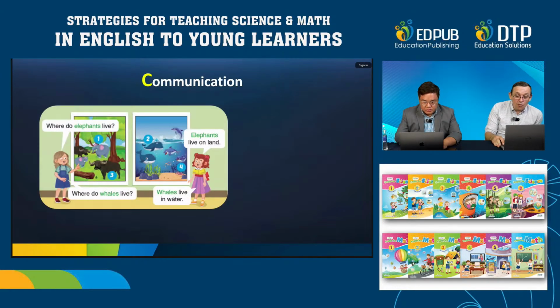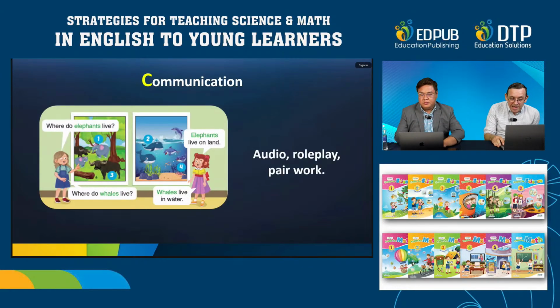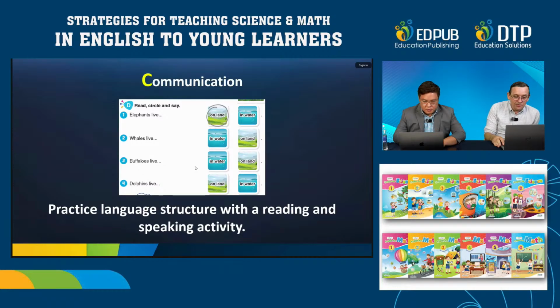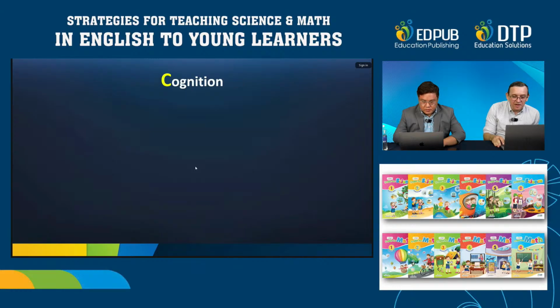So to do this, we have audio, we do role playing, we do pair work, we use the flashcards. We also practice language structure. We practice the language structure with reading and speaking activity as well. So after communication, we have cognition.